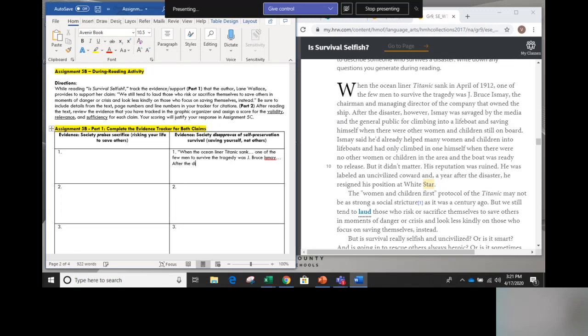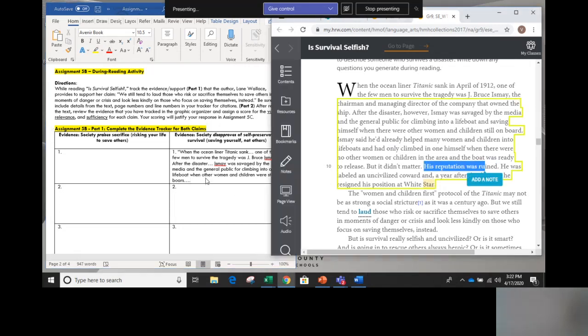After the disaster, Ismay was savaged, what does it say, by the media and the general public for climbing into a lifeboat when other women and children were still on board. I also kind of want to include this part here.